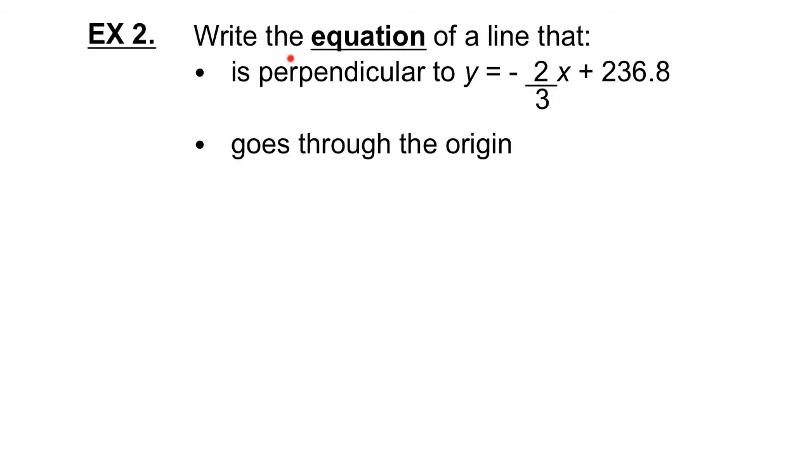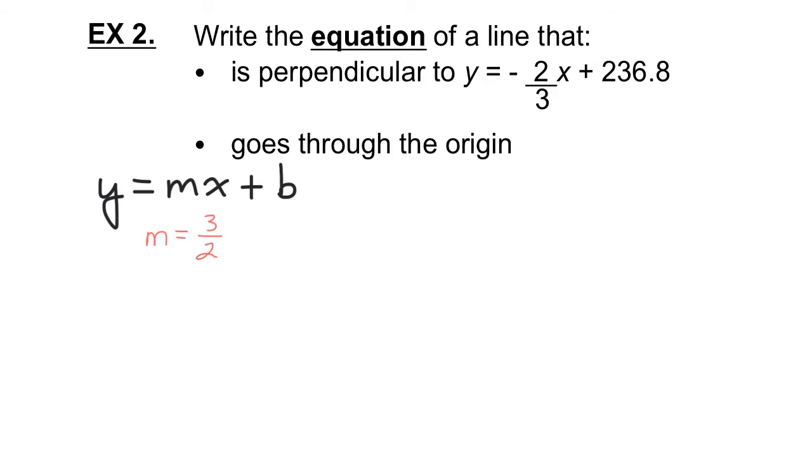For the next example, write the equation of the line that is perpendicular to this line and goes through the origin. Okay, so I want the equation, that's y equals mx plus b. We'll start with the slope. Well, it's perpendicular to this line. So remember, perpendicular lines have slopes that are negative reciprocals. So what's the slope of this line? Negative 2 over 3. What's the negative reciprocal of that? Well, the sign changes, so it's positive, and top and bottom switch, so it's 3 over 2.